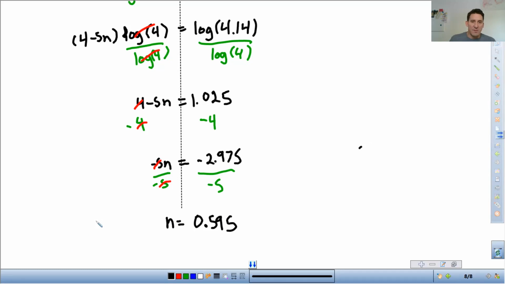So next time we're going to go backwards. We're going to be given logarithmic equations, and we're going to use exponentials to solve logs. Fun times. See you then.